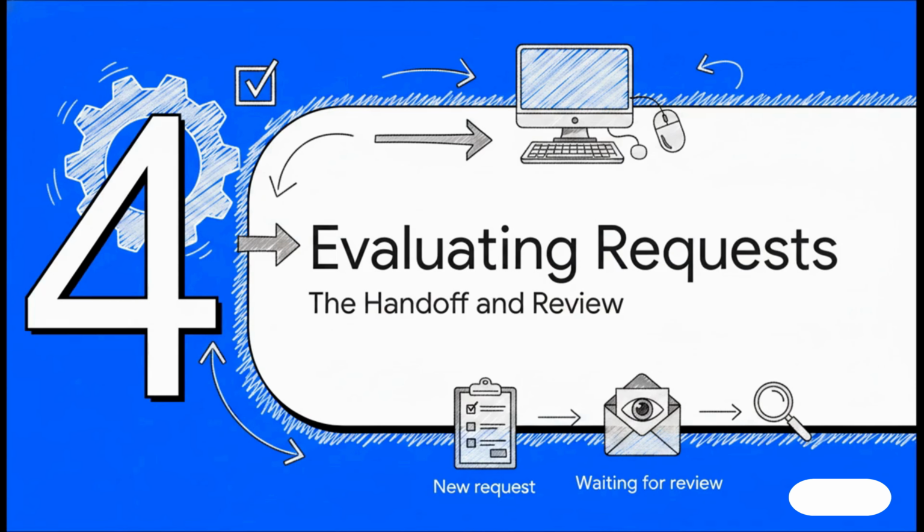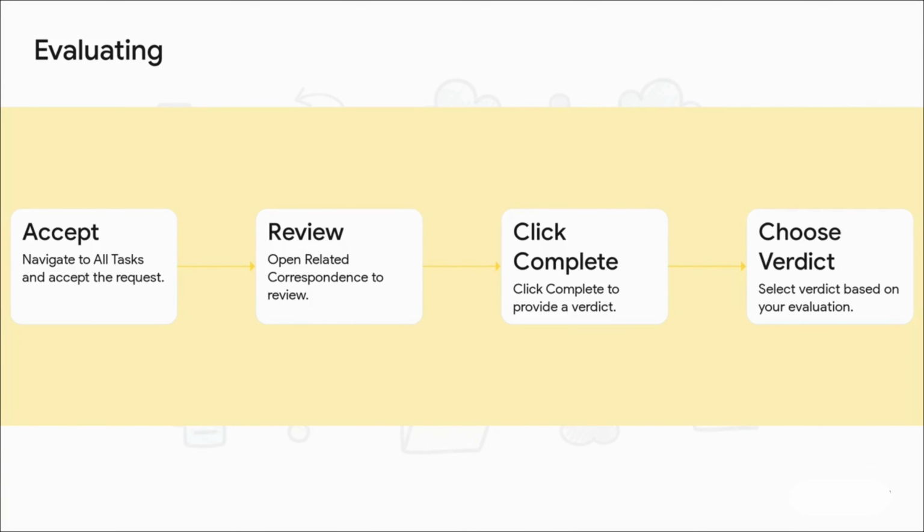That brings us to part 4, evaluating the request. Let's shift our perspective. The request has automatically updated its lifecycle state to in evaluation, and it's sent to the Submission Manager group. A manager logs in, checks their tasks, and hits Accept to assign it to themselves. They open up the attached HAQ document in the Related Correspondence join and read through it. When they're ready, they hit Complete to give a verdict.